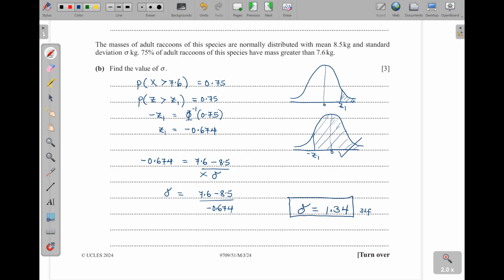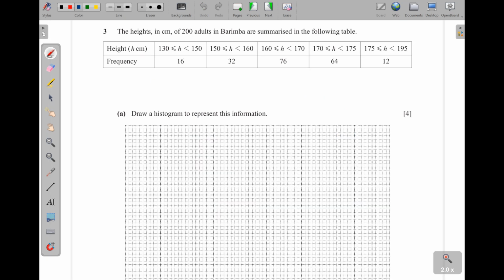As simple as that. Question 3 is coming from statistics and particularly from representation of data. The heights in centimeters of 200 adults in Barimba are summarized in the following table. We are given this table here. This is for grouped data, and we are told to draw the histogram. So for the histogram, we are supposed to plot frequency against the class boundaries. That is when the class widths are equal.